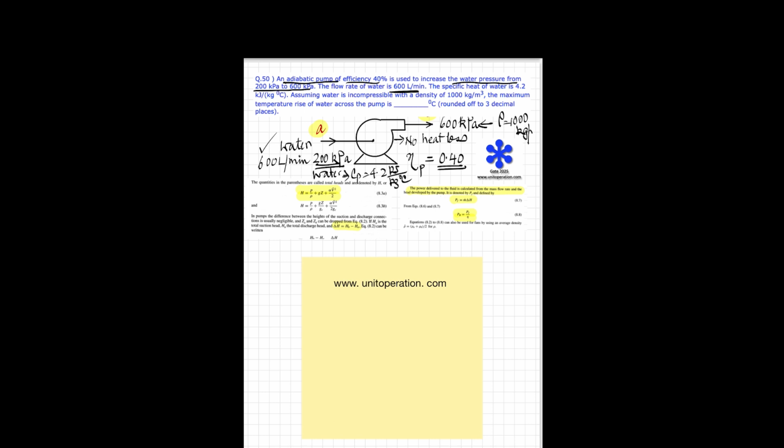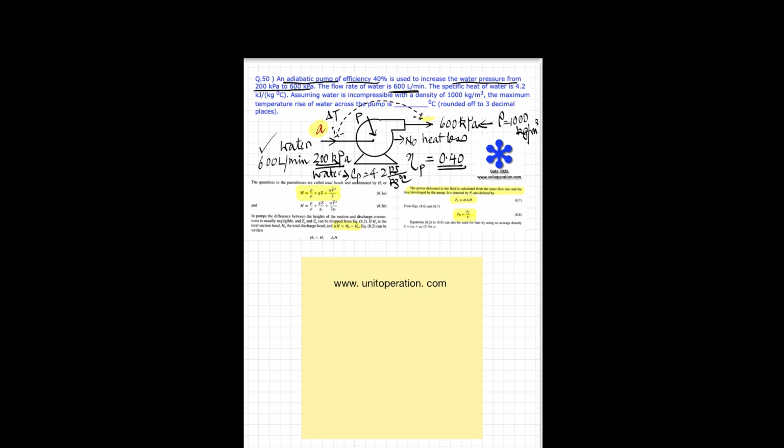The maximum temperature rise. So we have to find what will be the maximum temperature rise between the two. So between here and here, what will be the maximum temperature? That is delta T. First we have to find out how much power we have to put in. Let's call that PB.